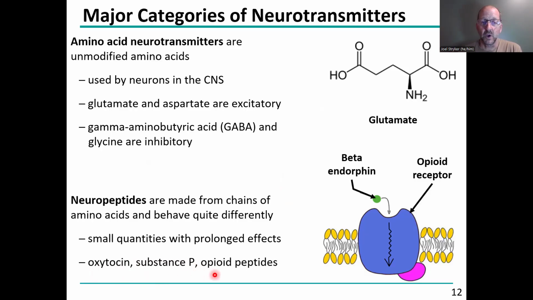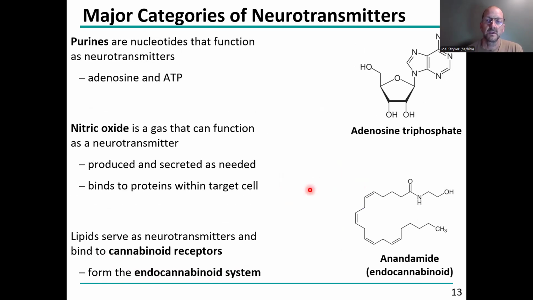Substance P, and then opioids, like beta endorphin, shown here is an opioid receptor. Purines, these are nucleotides that function as neurotransmitters, so ATP and adenosine can actually act as neurotransmitters, as well as, of course, their other functions.